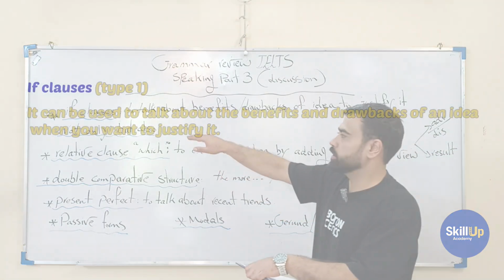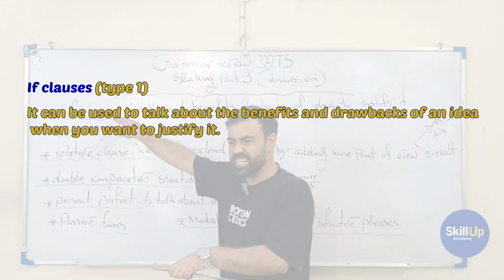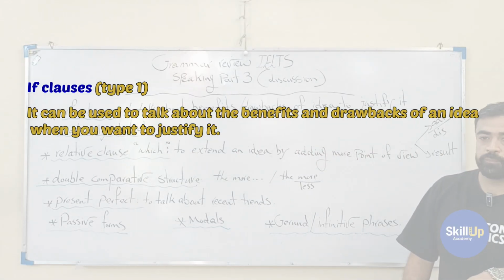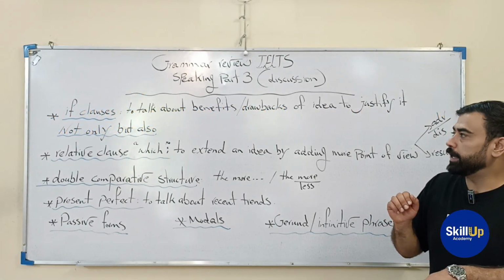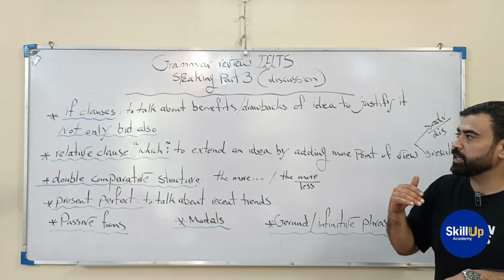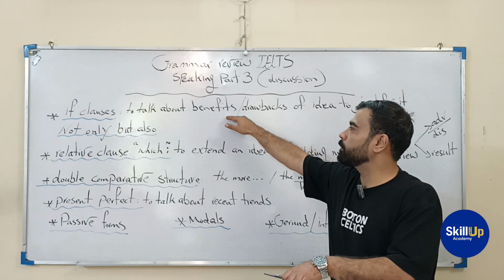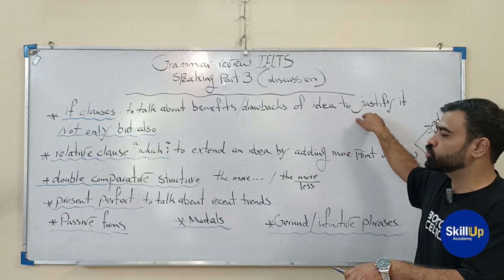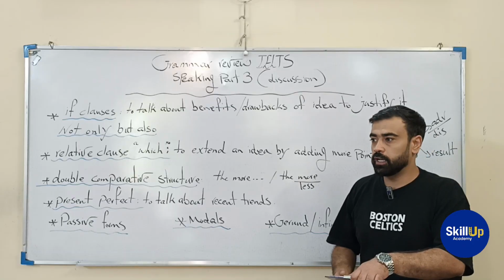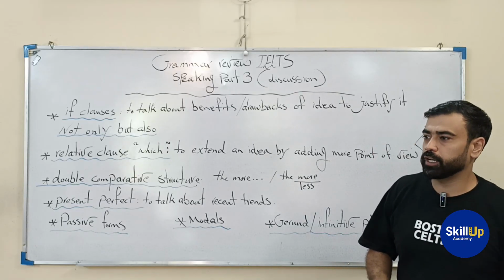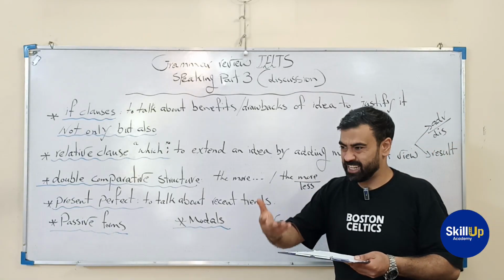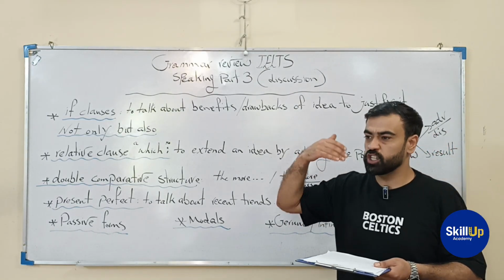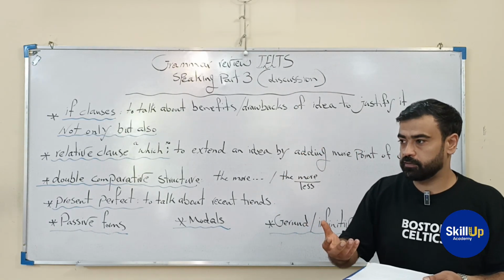The first one is if clauses, and in particular first conditional. And as you remember, in Part 3 of IELTS Speaking, we use it to talk about the benefits or sometimes drawbacks of an idea to justify it. And particularly it would be super helpful when you are justifying your opinion, you want to prove your opinion, and you use if clauses in order to show the benefits.